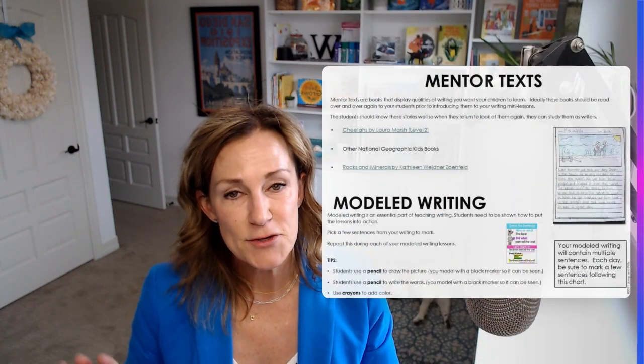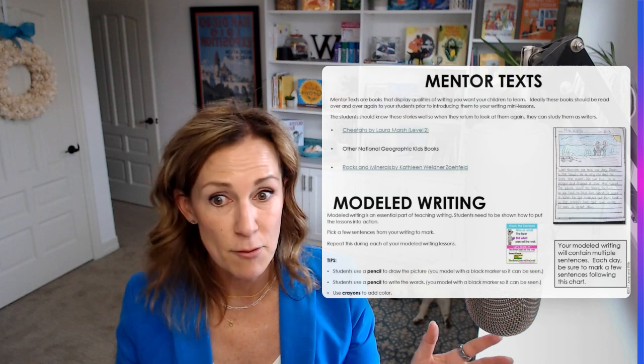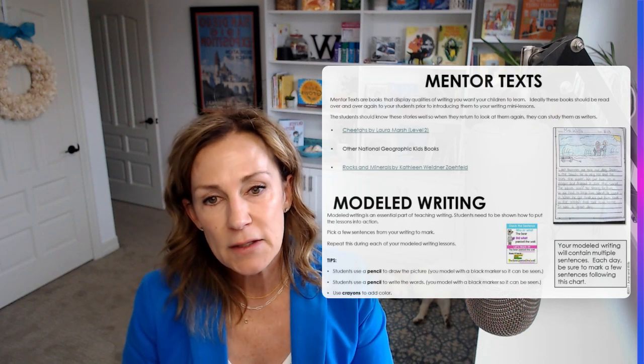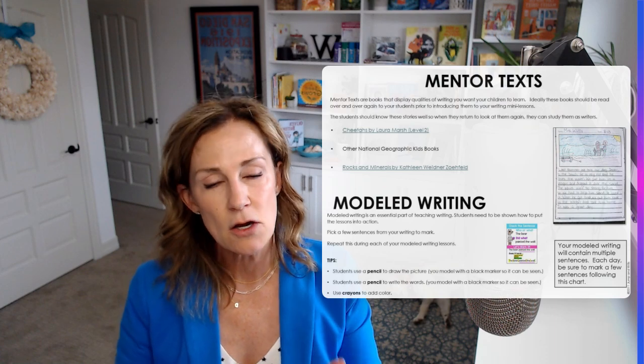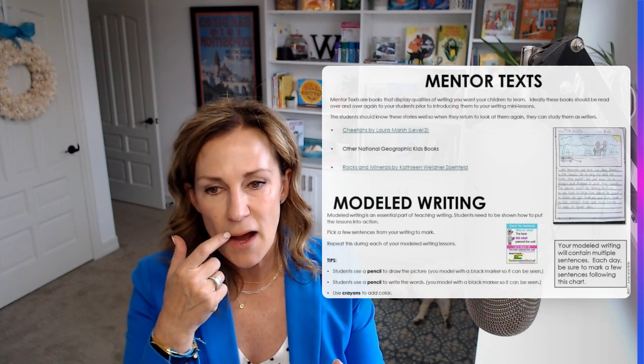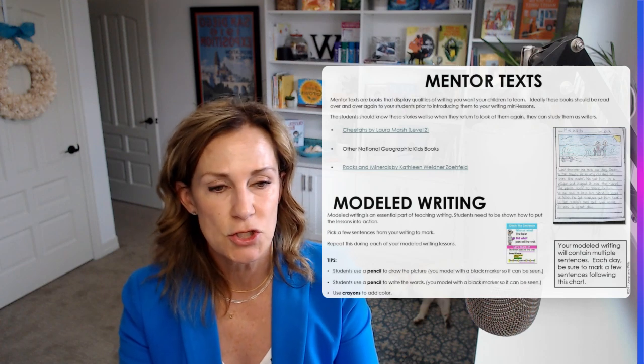So there's your materials. Our mentor texts are really just going to be informational texts. You probably have a million of them in your classroom. I really like National Geographic's. The kids' books have some great text features in there, so make sure you look for those. And then, of course, our modeled writing is something that we're going to want to continue to do.